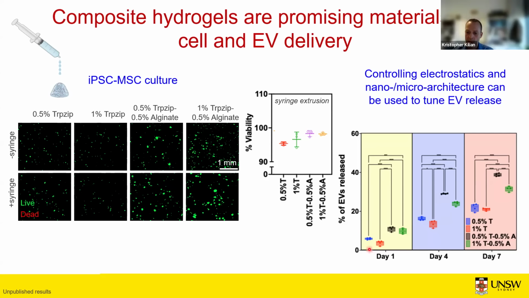And what he found is that with Trpzip alone, you get the sustained release. They keep releasing over the period of a week. And if you add in the alginate, you see that you can increase the kinetics of that release.